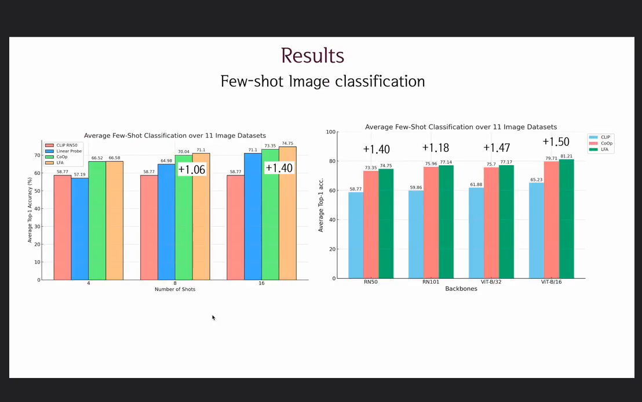So now, in terms of the comparison, here we show the few-shot image classification results over 11 image datasets, and we can see that our method outperforms soft prompting methods with between 1 and up to 1.5 points for both backbones, over different visual backbones and different numbers of shots.